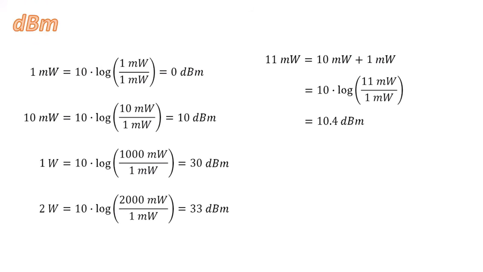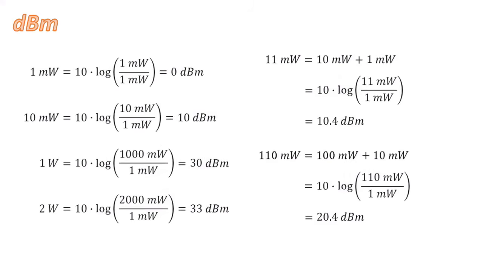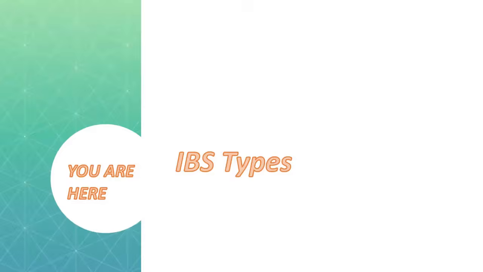Thanks guys again for giving the right answer. So right answer will be 10.4 dBm. Can you give me the value of this 110 milliwatt? You guys are really great. Yes, so answer will be 20.4 dBm. Thank you guys. So let's move to the IBS types. I hope dB and dBm are cleared because this will be used many times in next few slides.